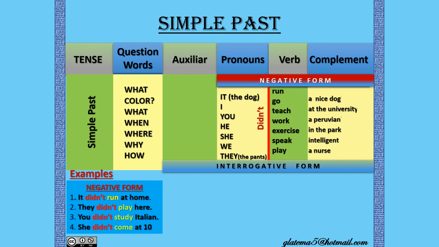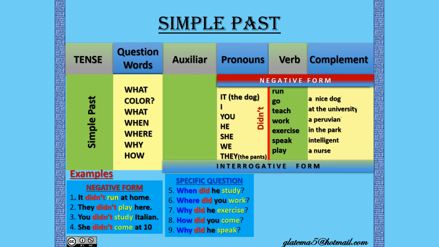Now we are going to see some examples of negative form. He didn't write at home. They didn't play here. You didn't study Italian. She didn't come at 10. You see the verb in yellow is in present.